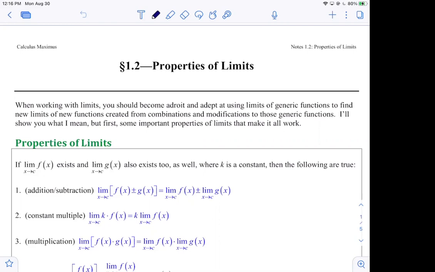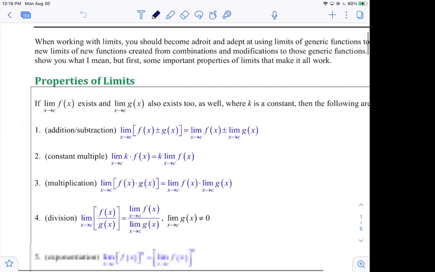Properties of limits. If the limit as x goes to c of f exists, and the limit as x goes to c of g also exists, additionally, okay? So what that means is we know that two functions, f and g, at the same value of x, call it c, their limit exists. Does that mean they're continuous at c? Not necessarily. They easily could be, but we do know that the limits exist. Where k is a constant, then the following are true.